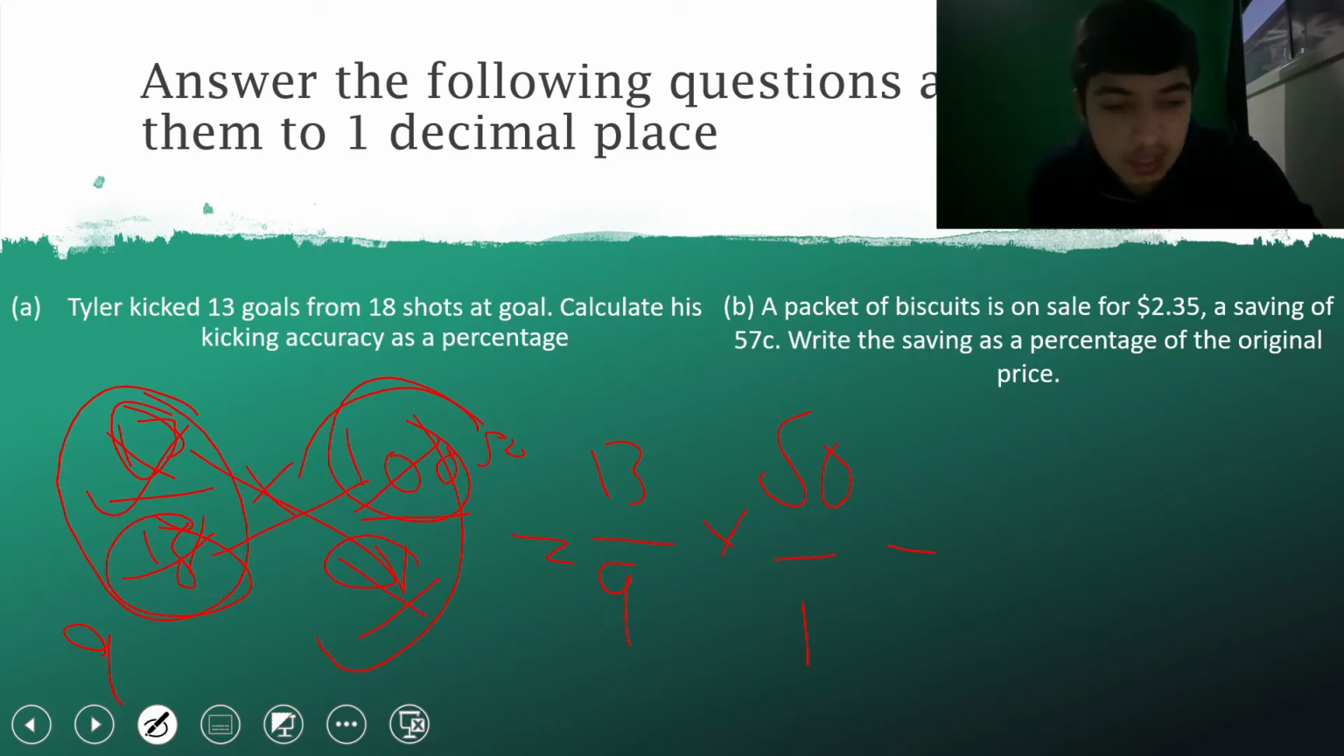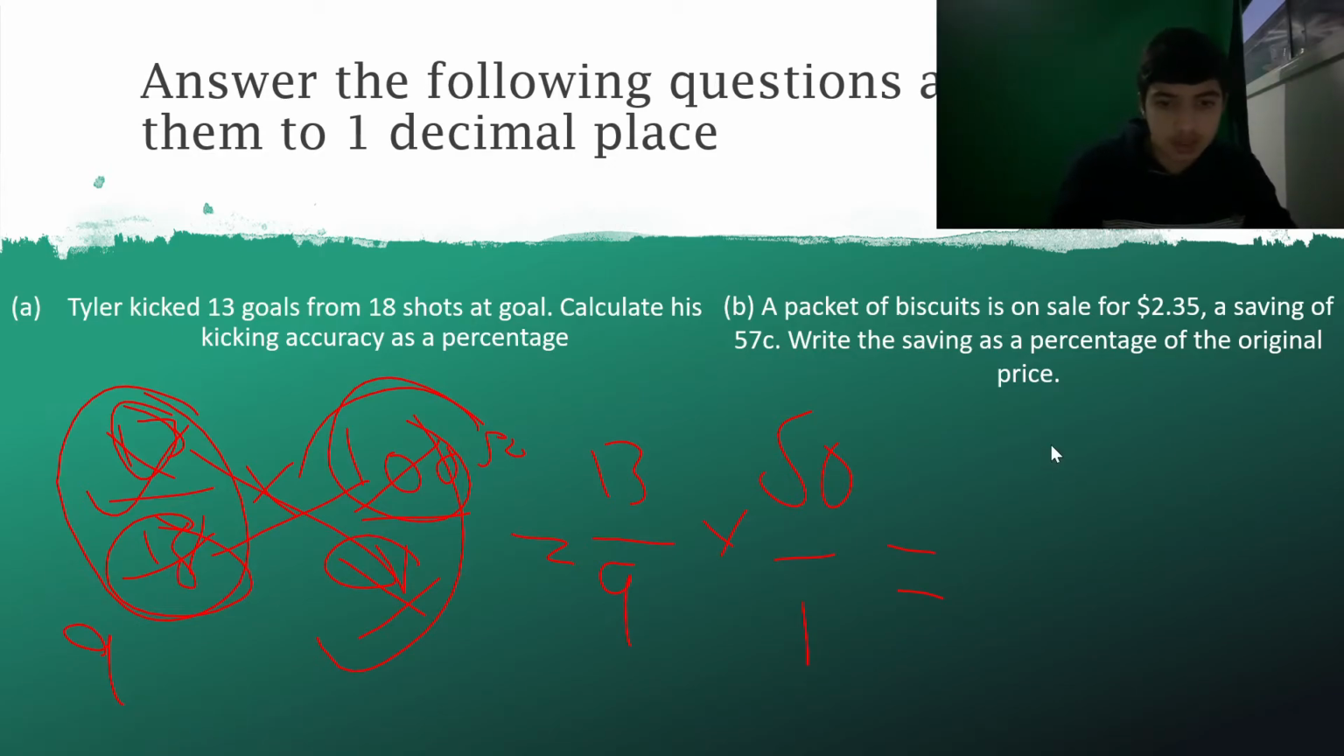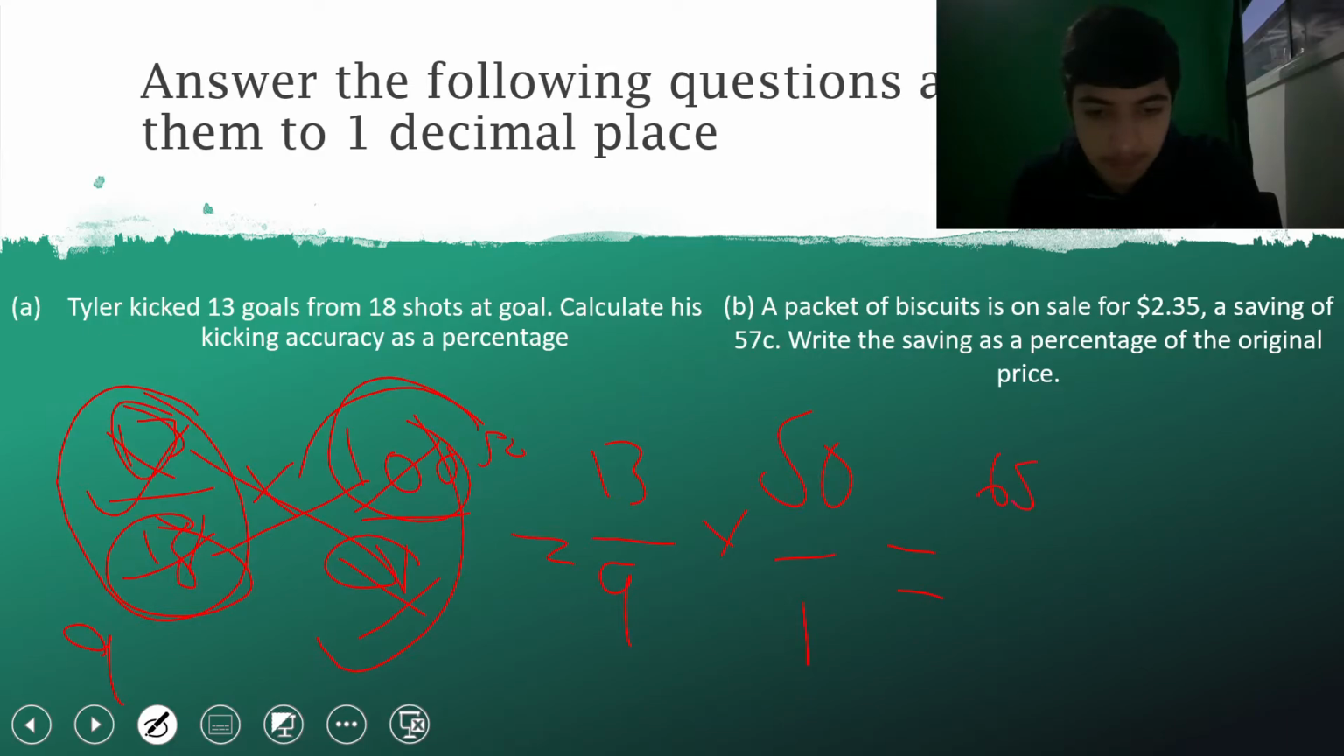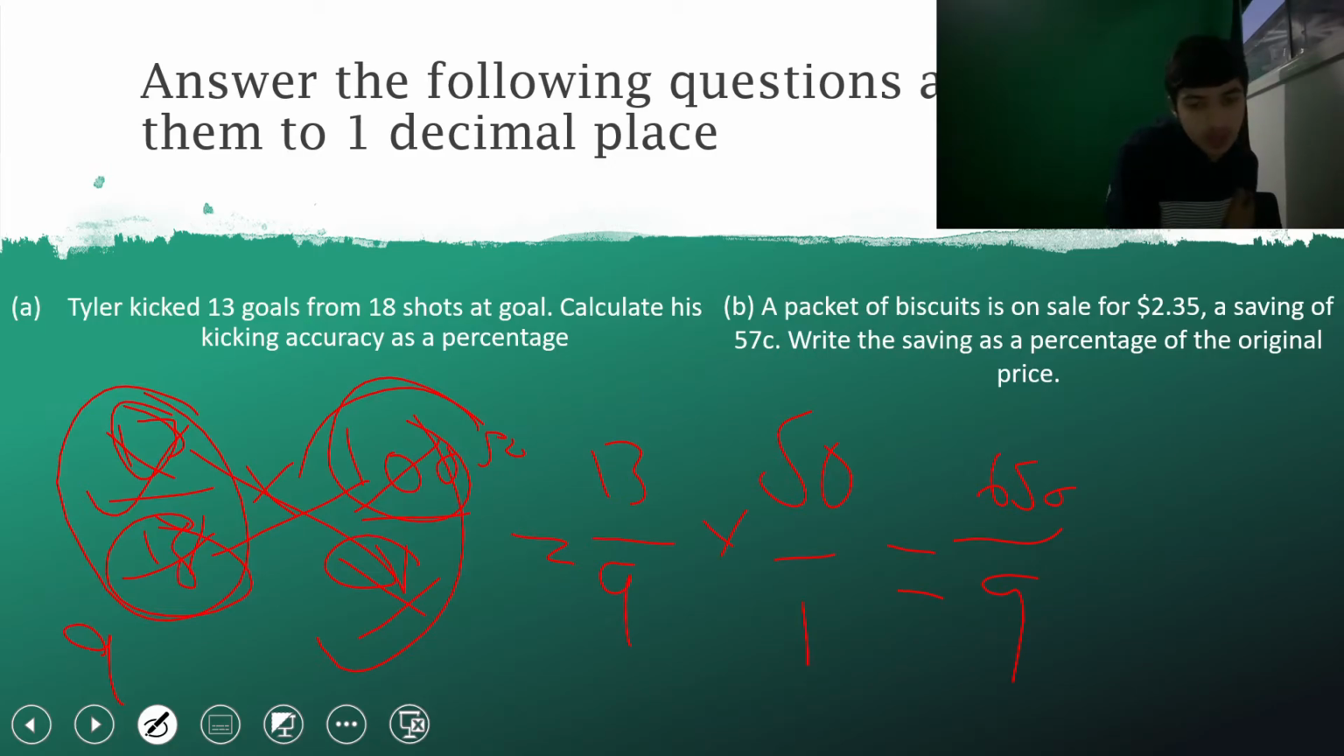So now we can times them. 13 times 50, we can do that simply here. But I'm pretty sure you guys having a test would have calculators, because these types of questions require a calculator. So now we have it here, 650 over 9. Now we can divide. Okay, so now we have our calculator again. Divided by 9 and 72.2222222, and yeah. We don't want to go forever.